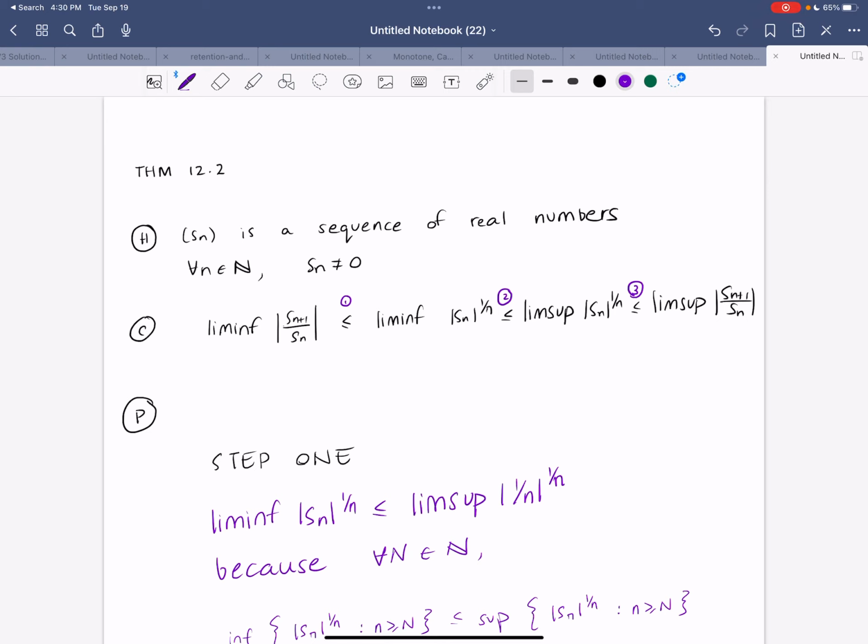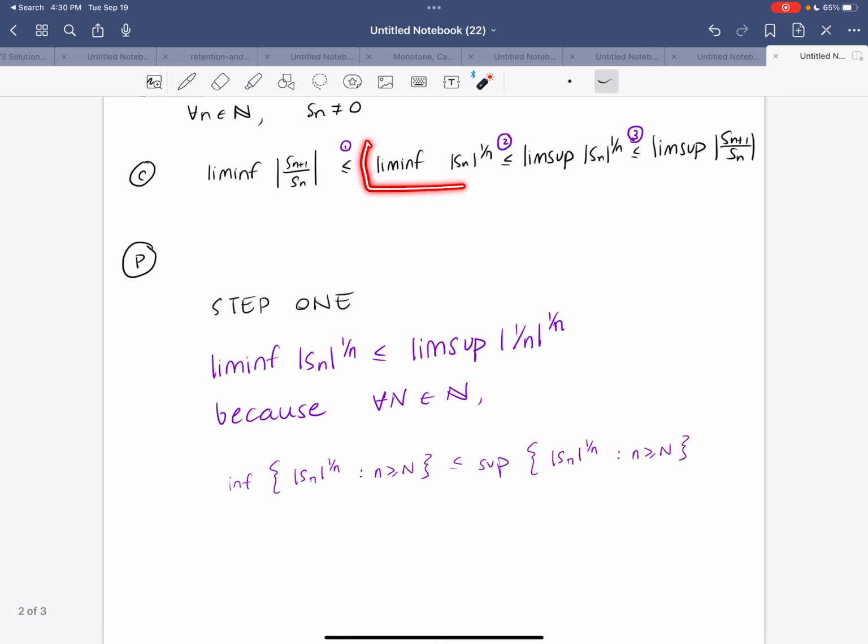So the proof of the first and the third are similar. I'll do the third, and then the first I think is like a homework assignment, and then I'll talk through the proof of the second. We'll do the second inequality first because it's actually the most straightforward.